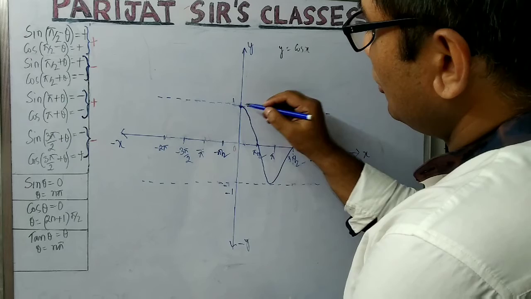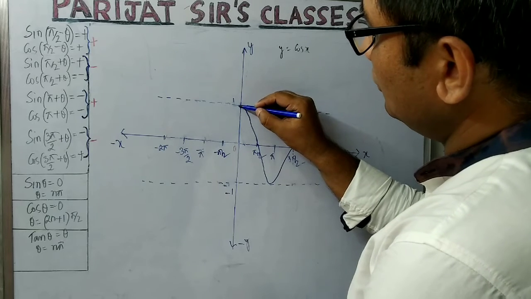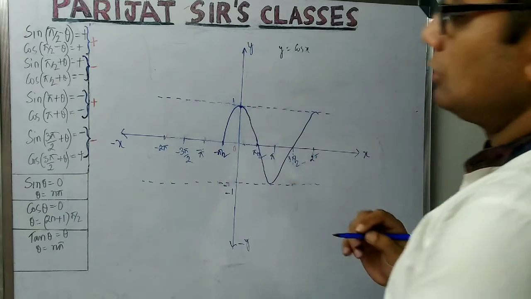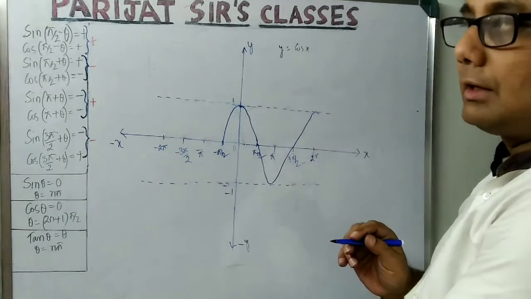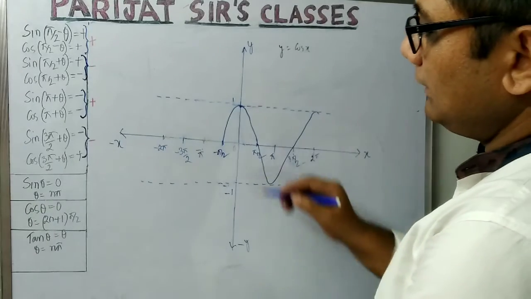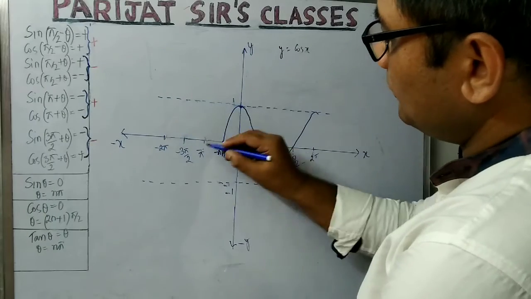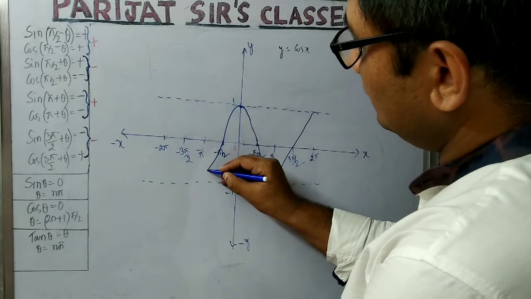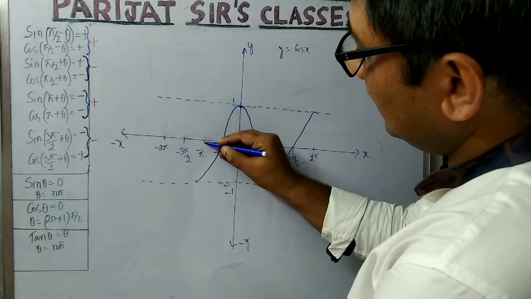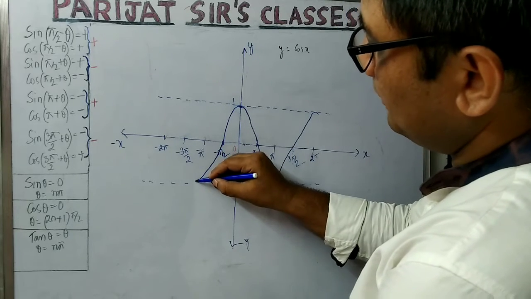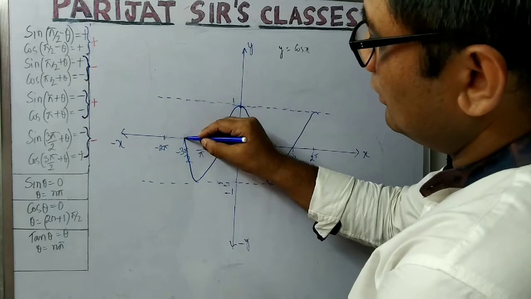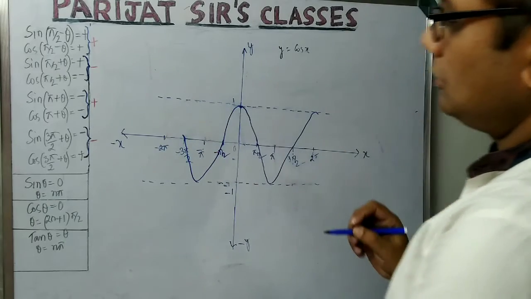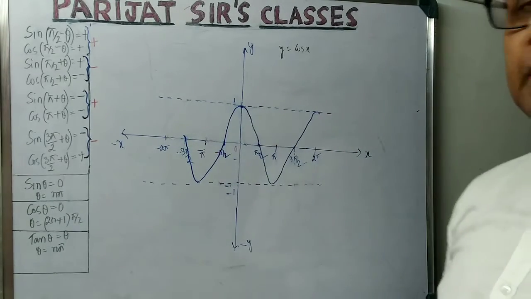And here also cos minus pi by 2 is 0. We know cos minus theta is cos theta. So cos minus pi by 2 is 0, and cos pi is minus 1. So this is minus 1, and cos minus 3 pi by 2 will be 0. So this is the graph of the cos x.